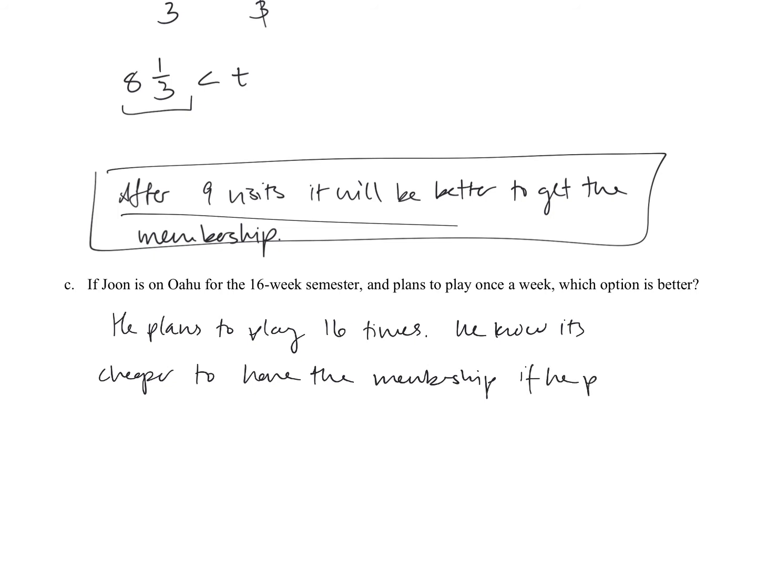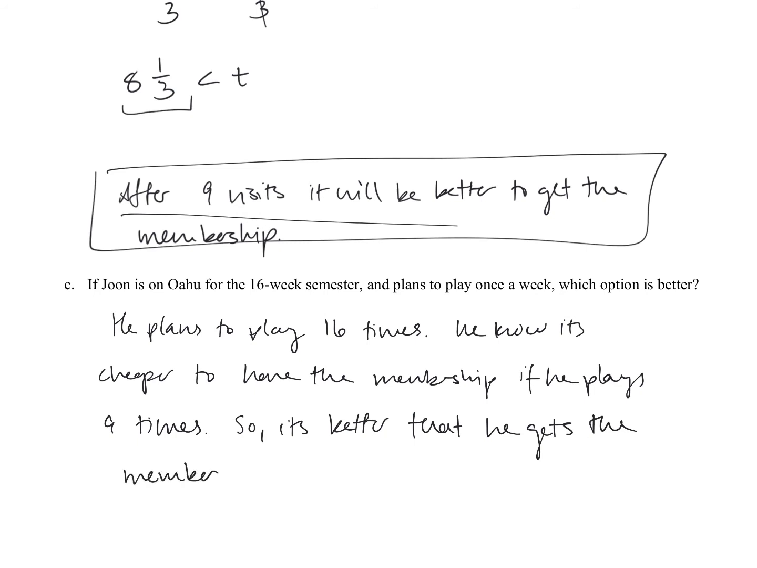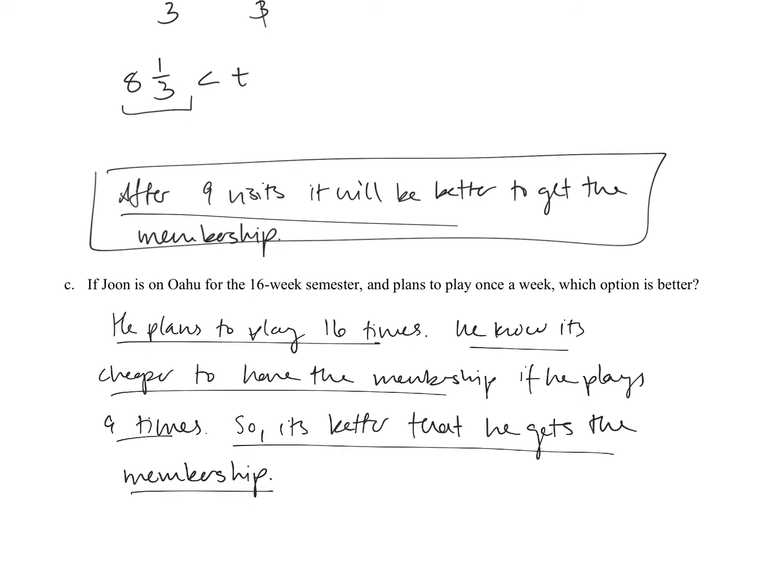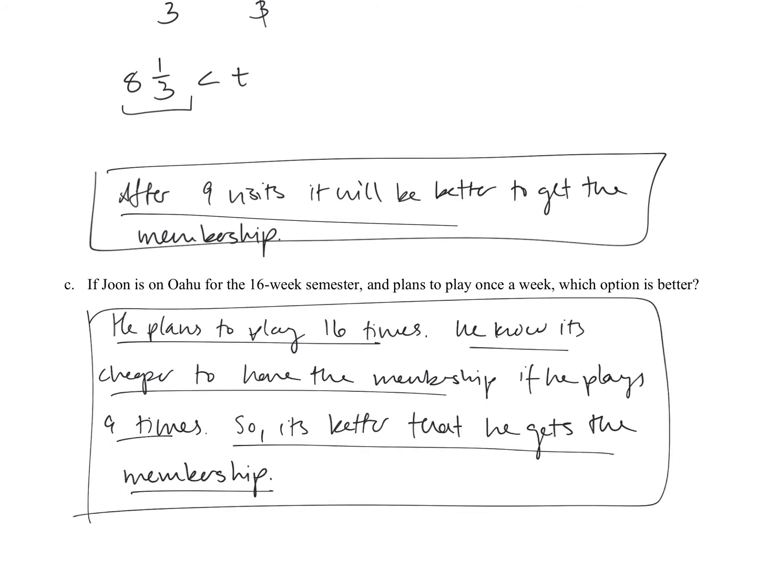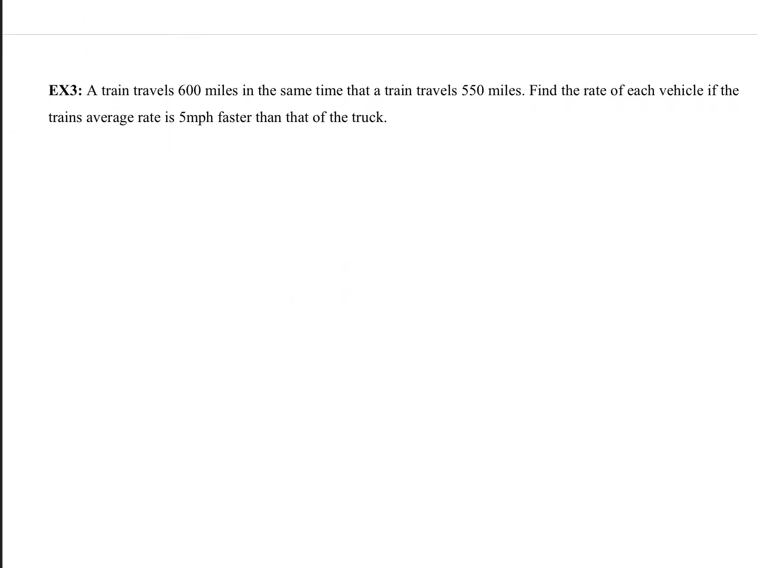If he plays. So what do we then know? So it's better that he gets the membership. All right, now this is the type of reasoning that I would look for in an answer like this. You state what he's looking for, then you state what we already know from above, and then you state your final opinion. All right. Let's take a look at example 3.